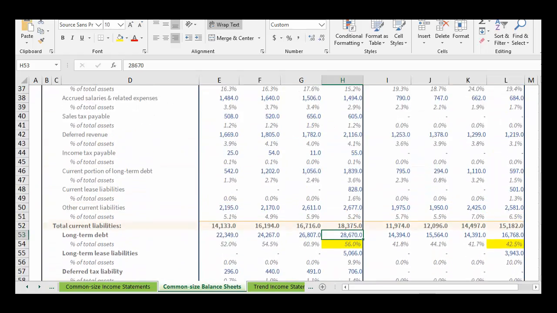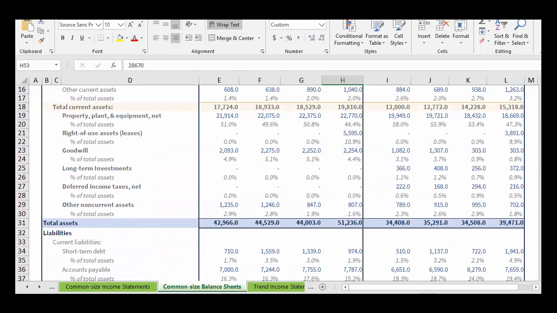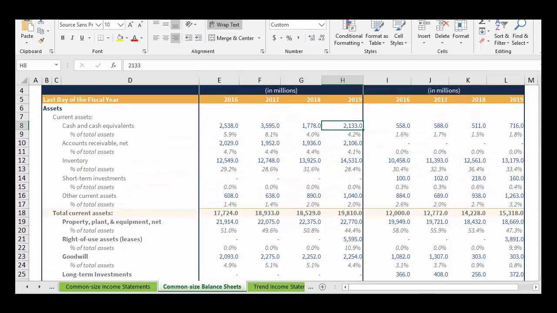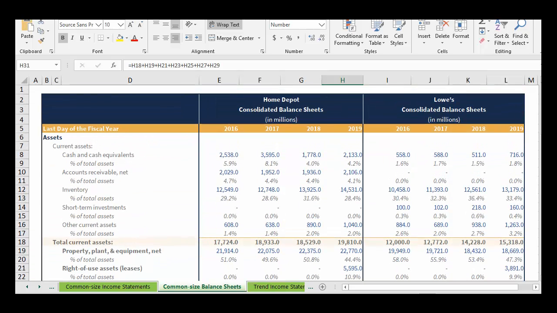So that's vertical analysis. We've got our total assets, which happen to be $51 billion for 2019 for Home Depot. Everything here, cash, receivables, inventory, is expressed as a percentage of that $51 billion. We're just going from top down making these calculations, just like we did with the common size income statement. That's why people call it vertical analysis.